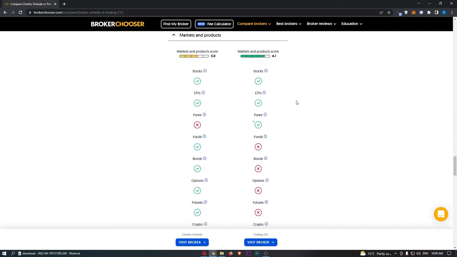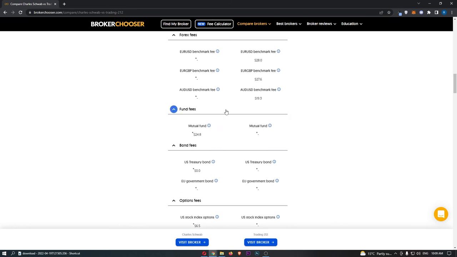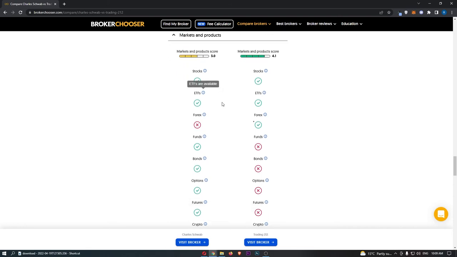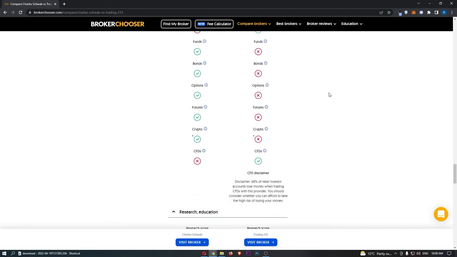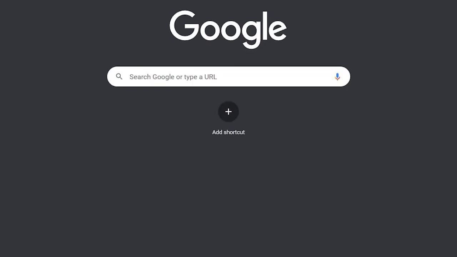Now, the markets and products we have already spoken about, guys. When we spoke about the fees up here, we already covered what products each of these brokers offer. But if you want to see that again, I will leave this up on the screen for a second right there. And then we can move down to research and education. Now, research and education, Broker Chooser says that Charles Schwab is going to take this. And usually, guys, when you have investment platforms that are meant for investors rather than traders, they are usually going to have very good research and education.